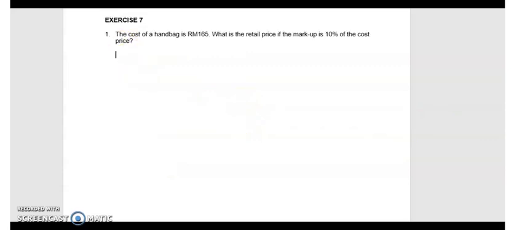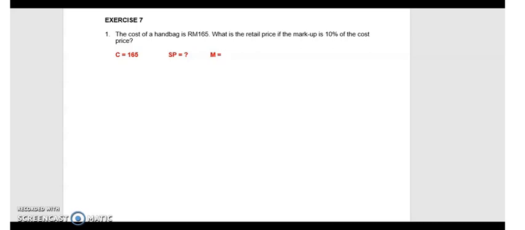Okay, now let's look at exercise 7. The cost of a handbag is 165. Cost 165. What is the retail price? Retail price is selling price, if the markup is 10% of the cost. So in this question, we want to find selling price. We know that markup is 10% of the cost. So you need to know how to convert this sentence into a mathematical sentence. Markup is equivalent to 10% of the cost.